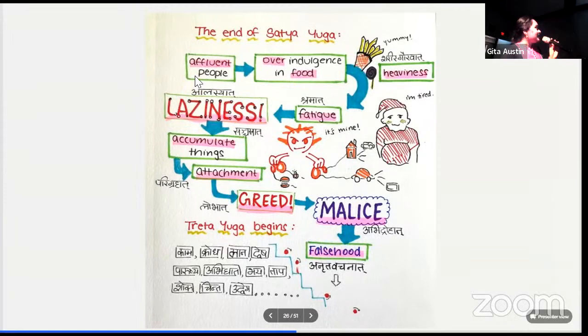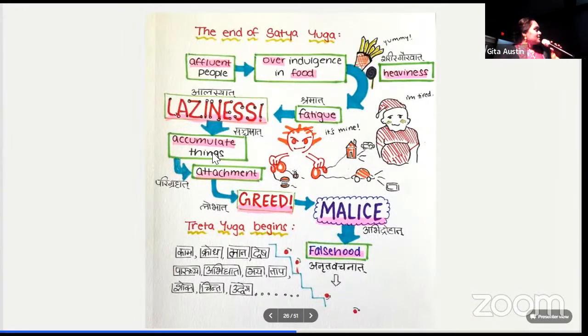So here it says a few people who are too rich eat too much. What happens when you eat too much? You become fat, heavy, you can't go anywhere, you become tired. And then that's where laziness starts, alasya. And alasya, sanchaya. So you start accumulating things.